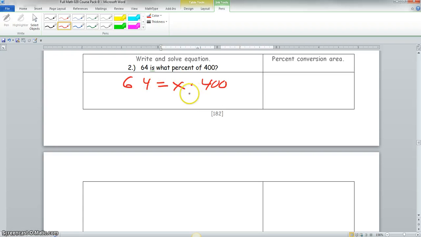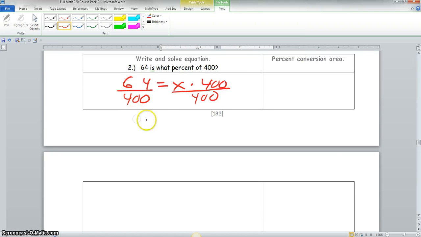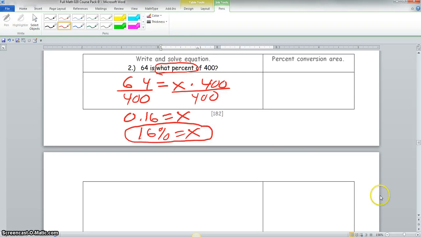So now we need to get X by itself. So we would divide each side by 400. And now we could put this in our calculator. We could take 64 divided by 400, and that would give us 0.16. So now we'll put 0.16 is equal to X. Well, remember, they want us to write this as a percent. So we have to change that 0.16 to 16% equals X, because we know we will move that decimal 2 places to the right.